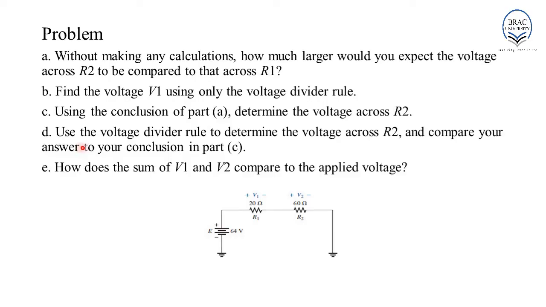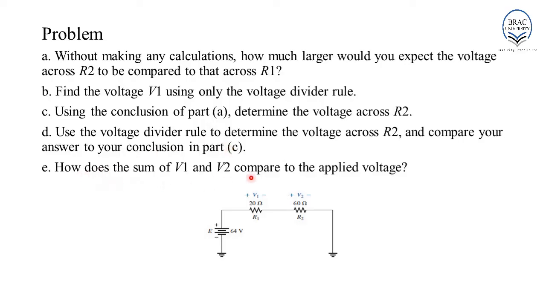The fourth question states, use the voltage divider rule to determine the voltage across R2 and compare your answer to your conclusion in part C. So we have to again determine V2, but this time we have to use the voltage divider rule. So the voltage divider rule states that V2 equals R2 divided by RT times E. So R2 is 60, RT is 80, that is 60 divided by 80 multiplied by 64 will also be equal to 48 volts. Therefore, the answer that we have obtained in part C is equal to the answer obtained in part D.